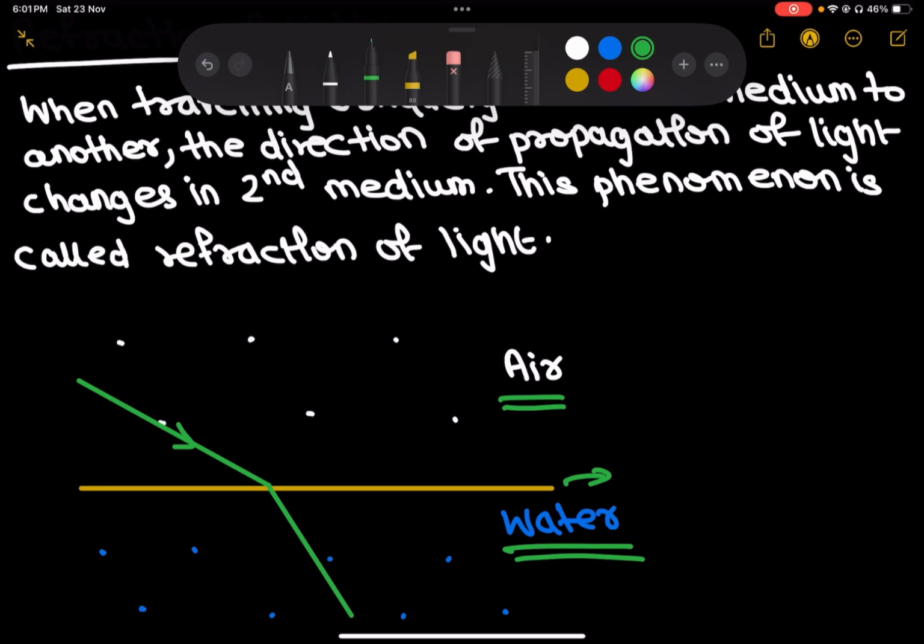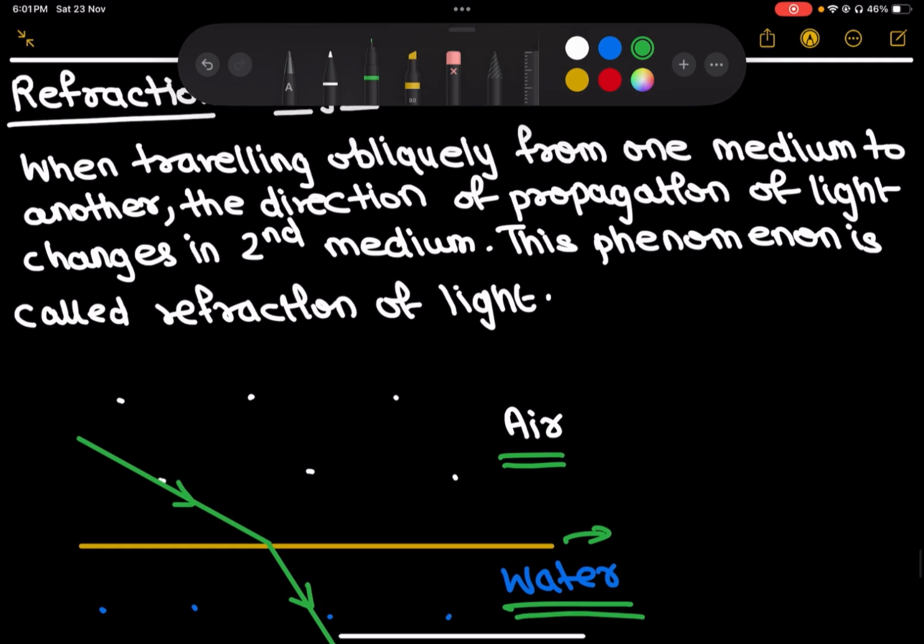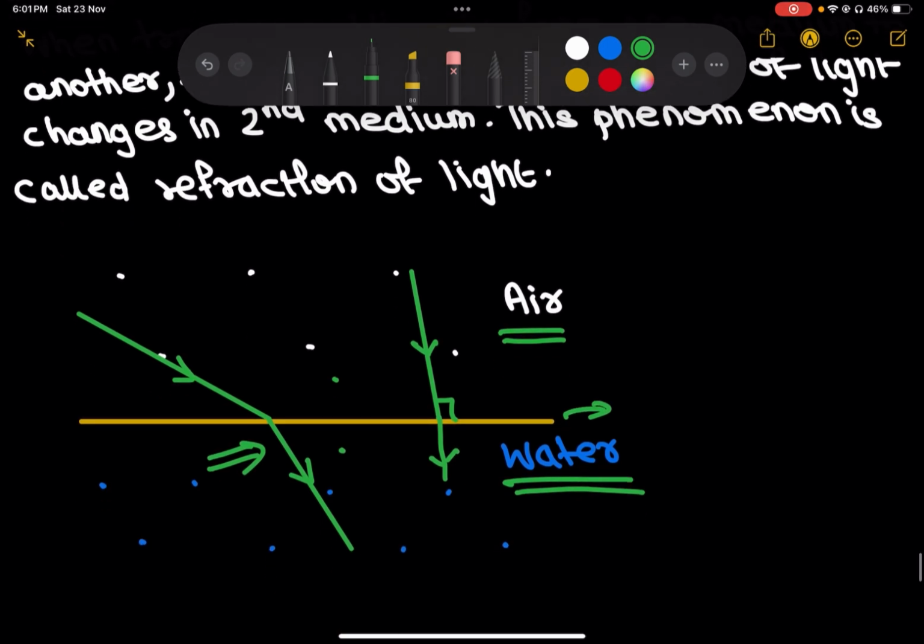So when traveling obliquely means in a slanting way. If it travels perpendicular to the medium, there will be no effect on it. It will go straight through. So obliquely from one medium to another, the direction of propagation of light changes in the second medium. This phenomenon is known as the refraction of light. Now there are a total of three cases for refraction of light, and we'll study all of them here.